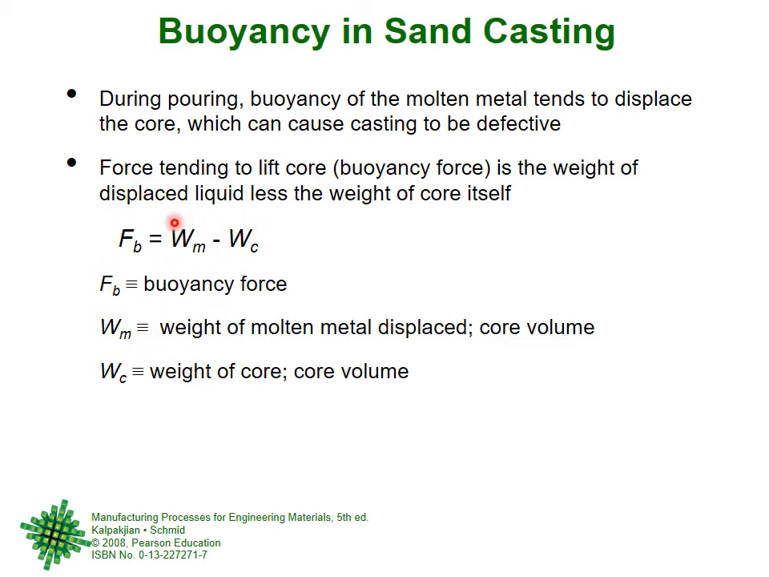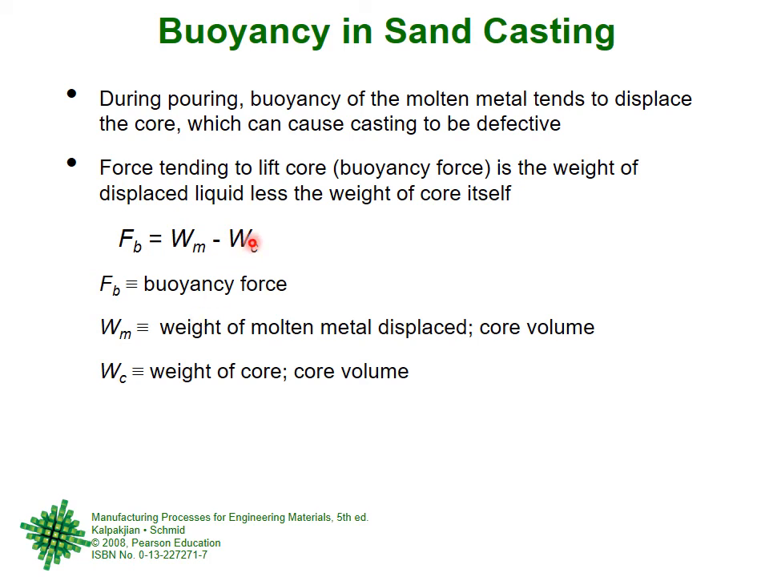If this equation is not written, then maybe it will be a little tough to find out what it is, but this is simple. Weight of the metal means take the volume of the core and use the density. You know that density is mass per unit volume, right? So the volume of the core multiplied by the density of the metal gives you the mass of the metal, and then the weight is just mass times g.